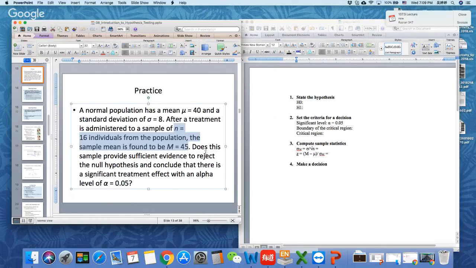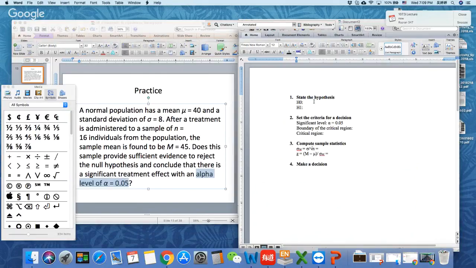And then we are asking whether or not we have sufficient data to reject the null hypothesis, and to conclude there is a significant treatment effect with an alpha value of 0.05. So here we have the criteria of the decision, right? And then let's get started.